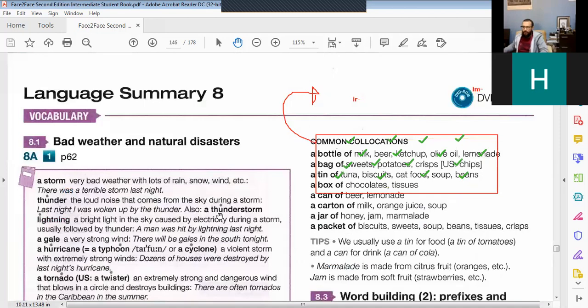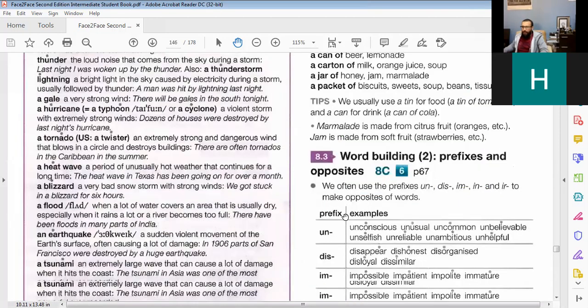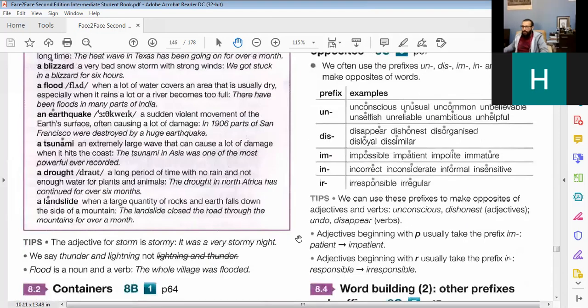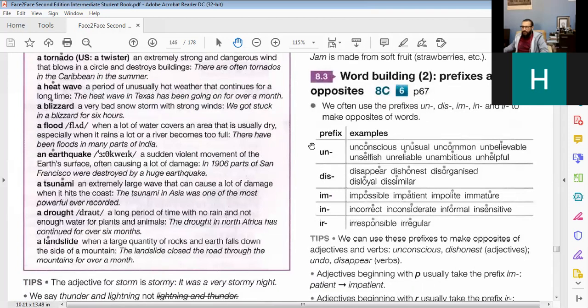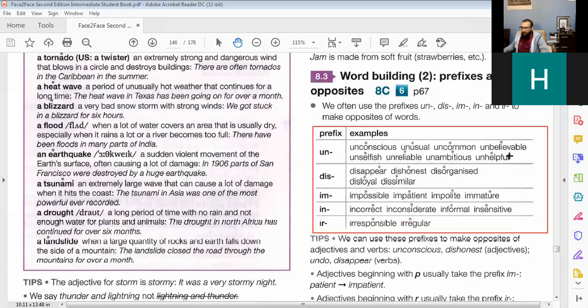All right, here we are. Okay, can you see it? This is the prefixes and opposites list. So with the un group, we've got, but we also have other words, not from the story maybe.